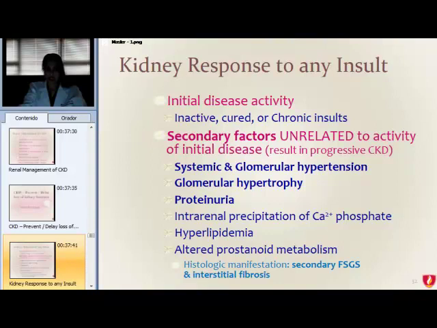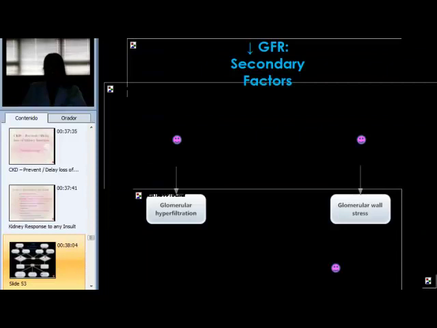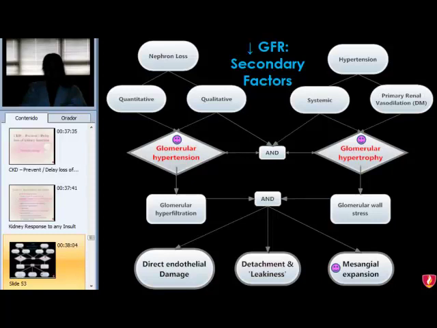To discuss preventing or slowing progression of renal disease, we have to talk about the pathophysiology of how progressive renal dysfunction occurs. Now, the initial disease most likely is inactive or cured in the majority of patients. Only a few patients, like lupus, will have chronic insults. So in these patients, we want to manage the active disease. However, management of secondary factors, which continue to worsen renal function, is very important. So let's talk about how these secondary factors impact.